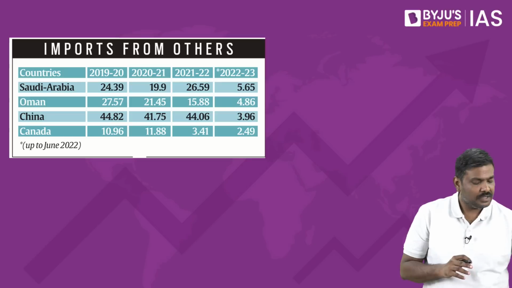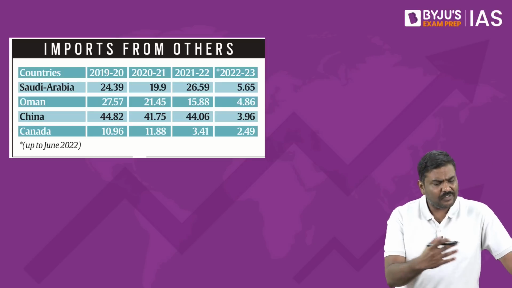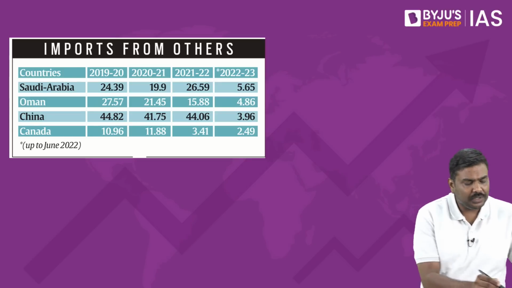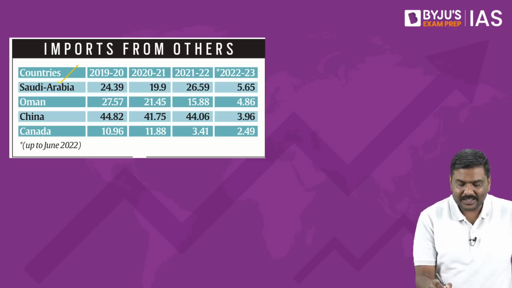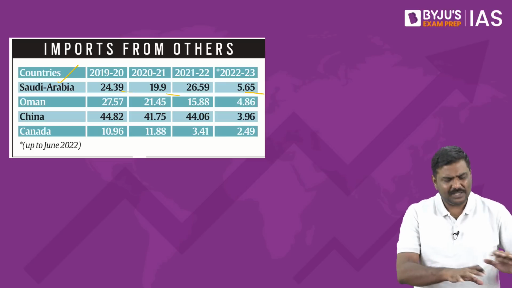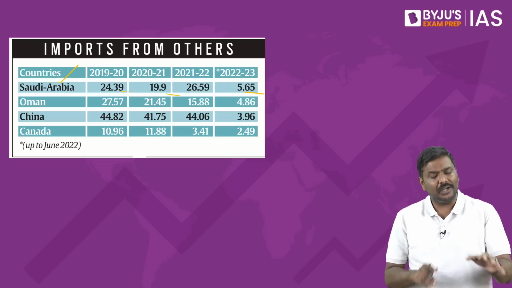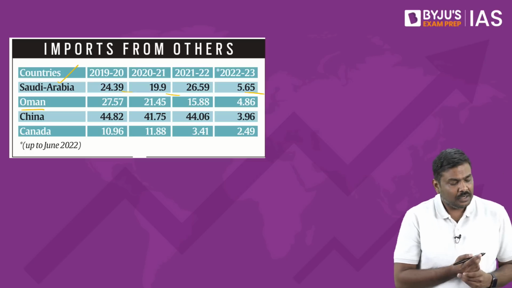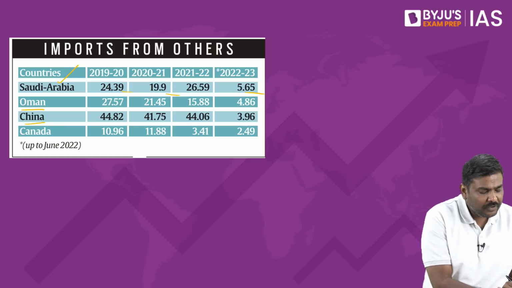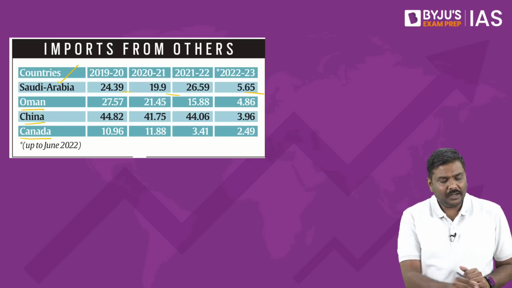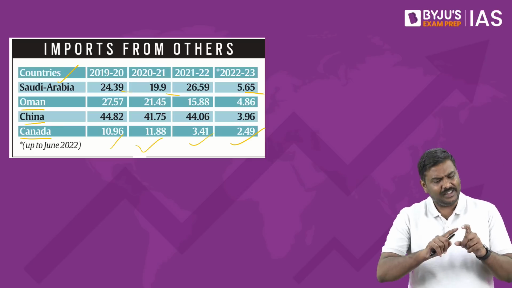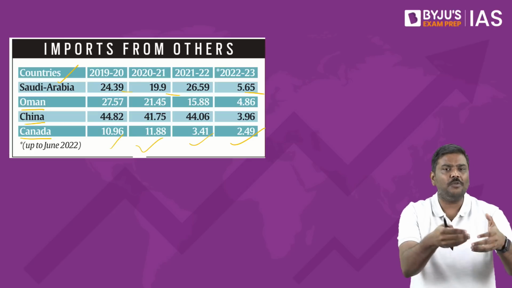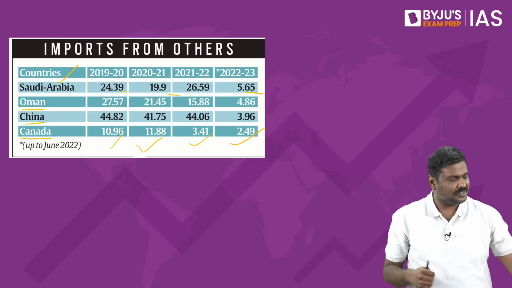Now, apart from this, what are the other countries from where we import? We import from Saudi Arabia, and this is the data. Please have a look at it. Please don't mug up everything. Not important. Just have a glance at this data. We import from Oman. We import from China. We import from Canada. And from one year to the next, you will see that there is a variation in how much we are importing from these countries.